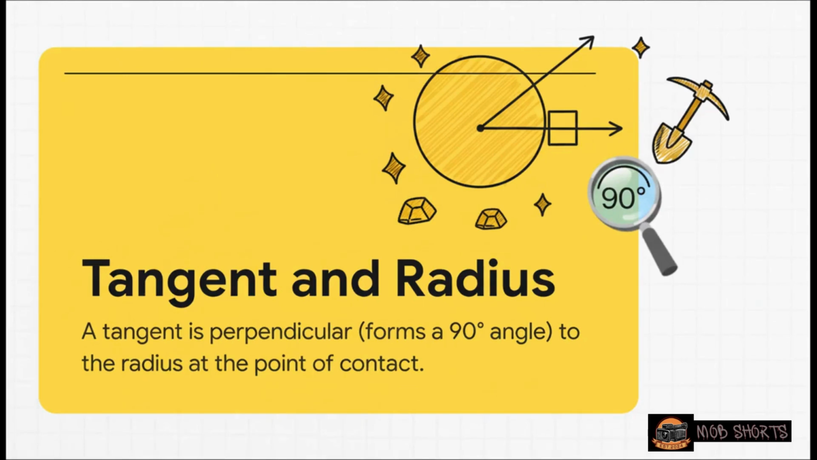This one is super simple, but so important. Wherever a tangent touches the circle, if you draw a radius to that exact point of contact, it will always create a perfect 90-degree angle. No exceptions. And trust me, finding a guaranteed 90-degree angle in a geometry problem, that's like striking gold.